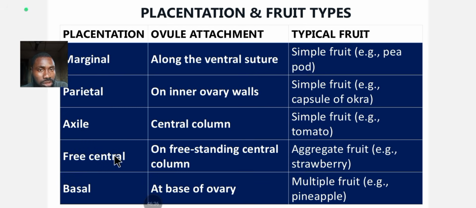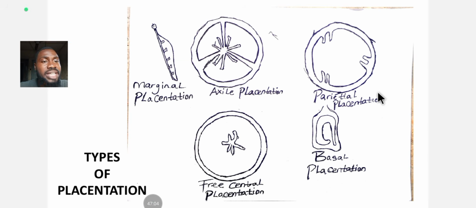Let's look at free central placentation. In free central placentation, the method of attachment of the ovule is on the freestanding central column. It's usually smaller than the axile one. This projection is usually smaller. It is found in aggregate fruits, such as in strawberry. Let's look at the diagram. This is the diagram of free central placentation. You can see how small it is.